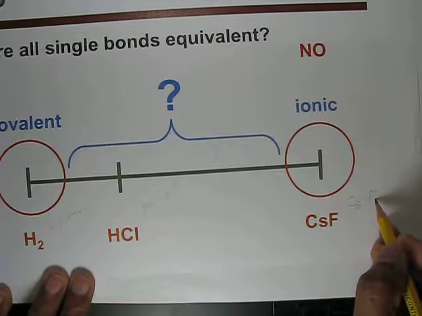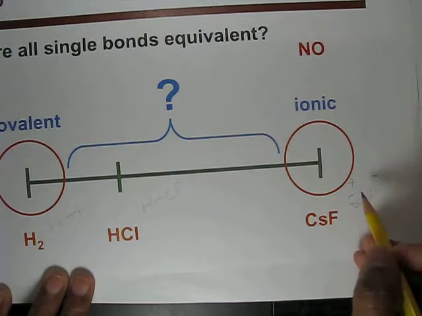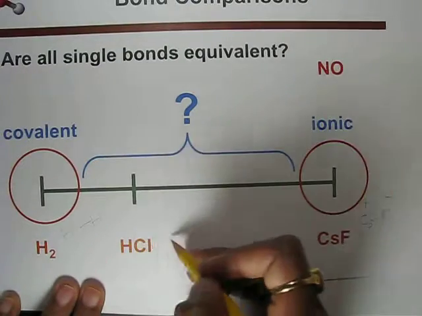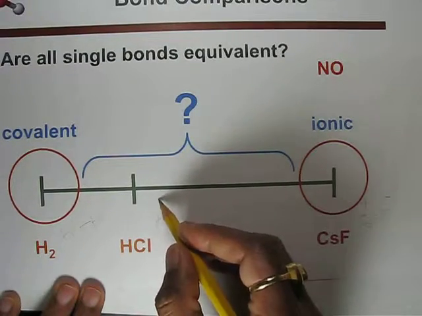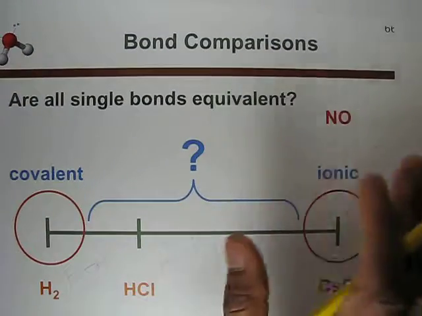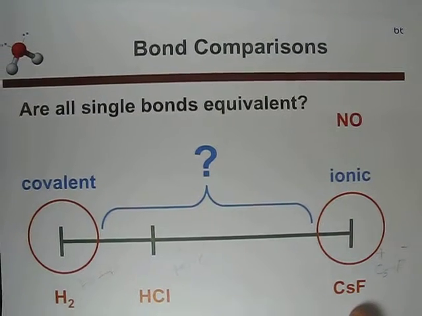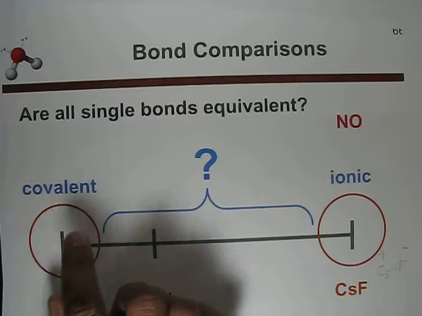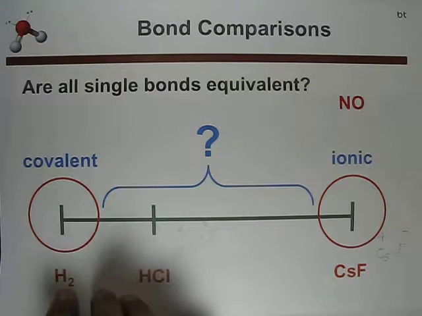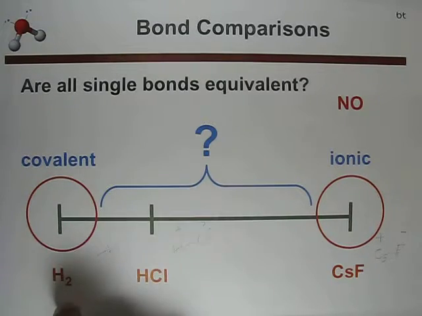But cesium fluoride is a minus and plus. This is ionic. It is much more polar compared to HCl. So this is plus, this is minus, and these are the same. So all single bonds are not the same. That is why they have some polarity. If they are similar atoms with equal sharing of electrons, they form a non-polar covalent bond.